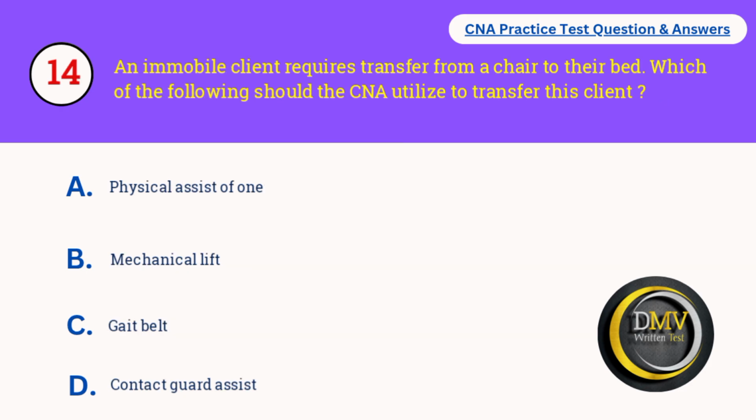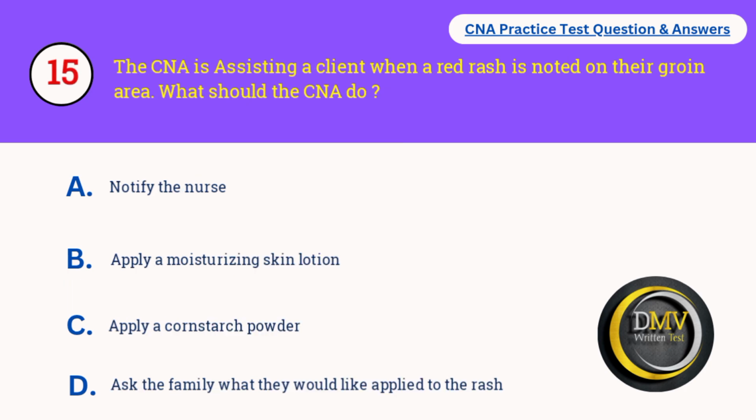Question 14. An immobile client requires transfer from a chair to their bed. Which of the following should the CNA utilize to transfer this client? A. Physical assist by one. B. Mechanical lift. C. Gait belt. D. Contact guard assist. Correct answer. B. Mechanical lift.